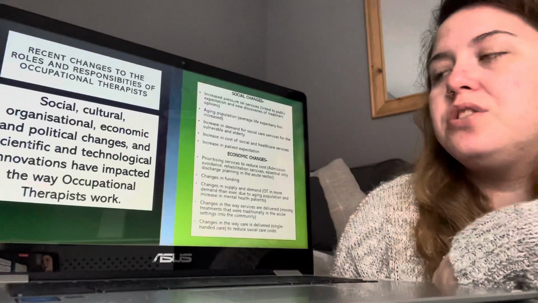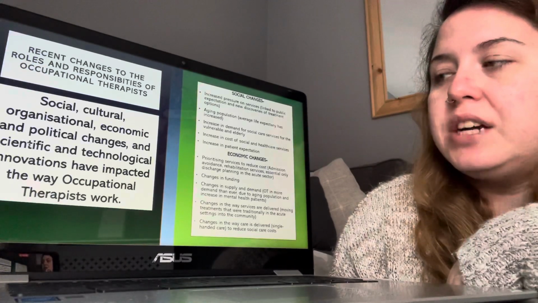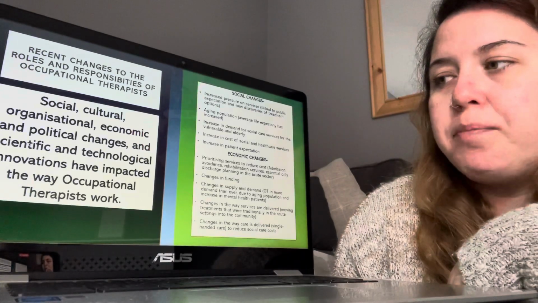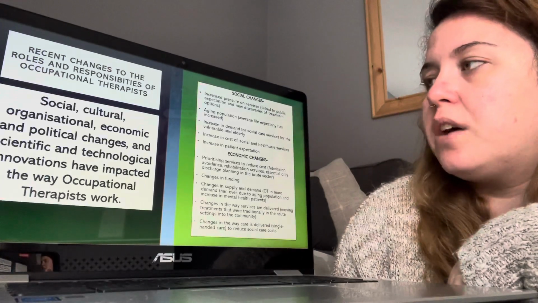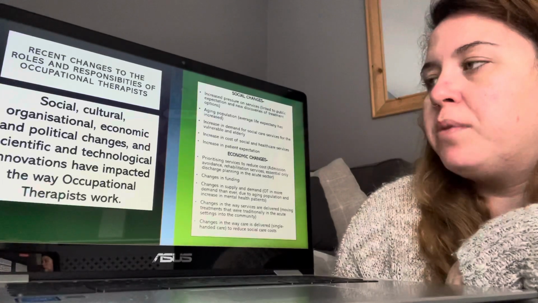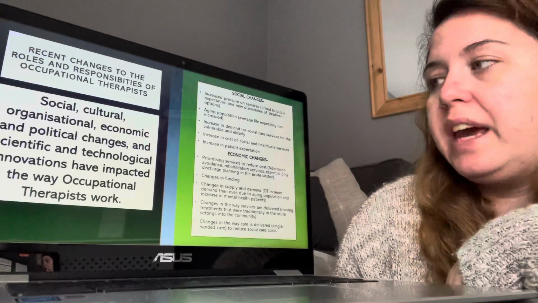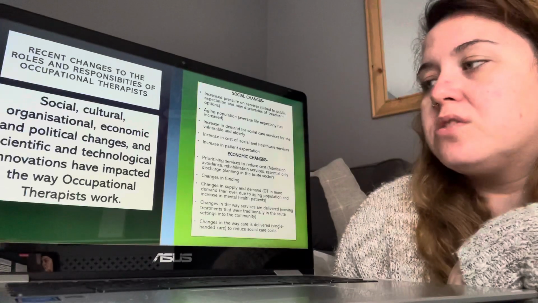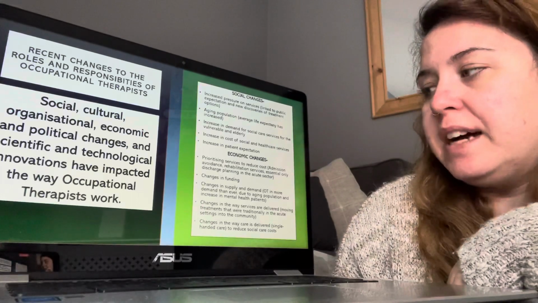So recent changes to the roles and responsibilities of occupational therapists. Social, cultural, organisational, economic and political changes, and scientific and technological innovations have impacted the way that occupational therapists work. Some of the social changes: increased pressure on services, which is linked to public expectation and new discoveries of treatment options. Ageing population, so the average life expectancy has gone up year on year. Increase in demand for social care services for the vulnerable and the elderly, and there's also been an increase in costs for these services. An increase in patient expectation.